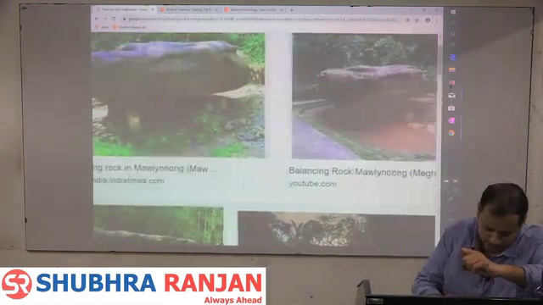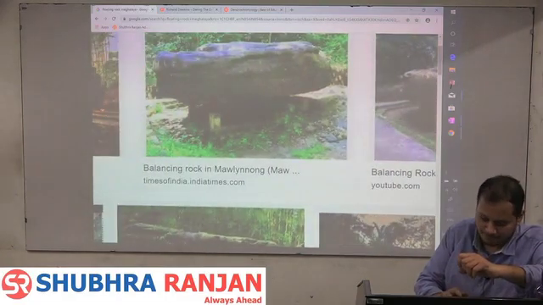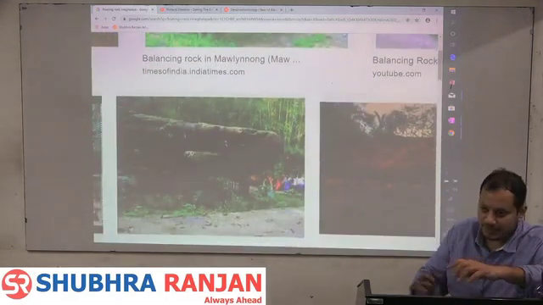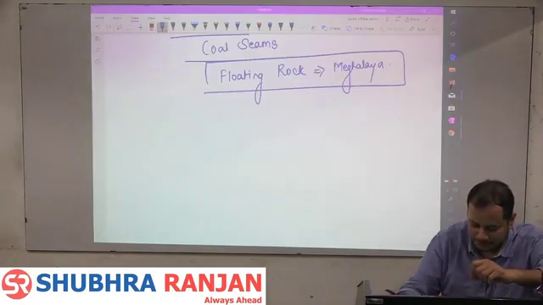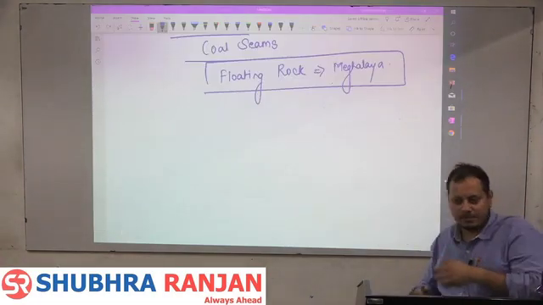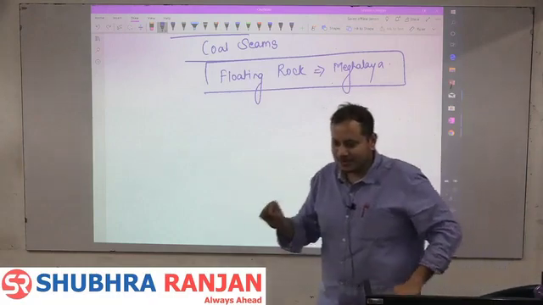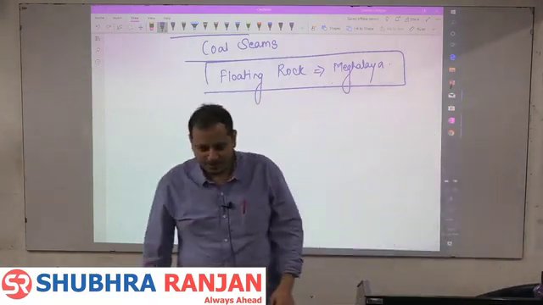This is what is known as the floating rock of Meghalaya. दूर से देखेगा तो ऐसा लगता है the rock is hanging in the air. This is also an example of erratics. So Meghalaya was also under the glaciation.